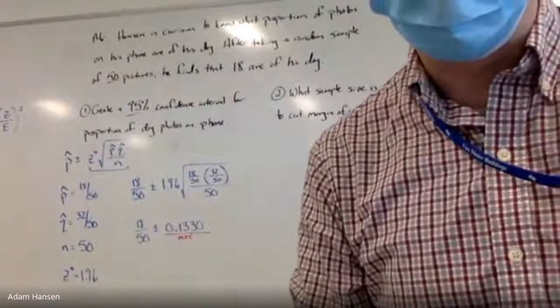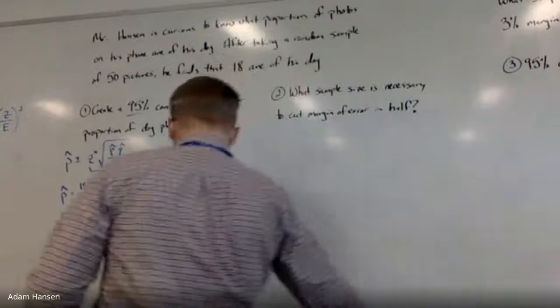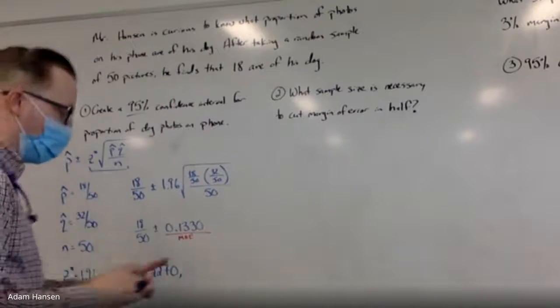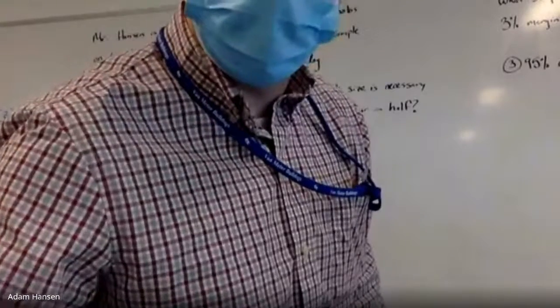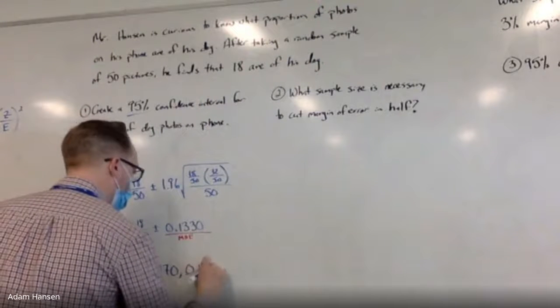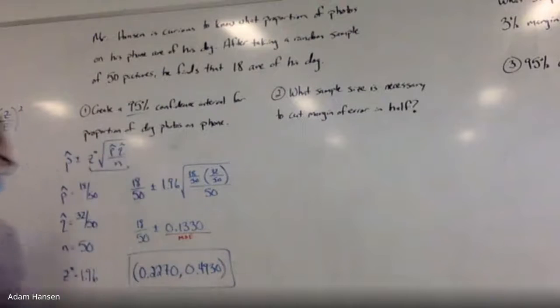So 0.2270. We'll add on the margin of error. Change the minus to a plus for the right endpoint of the interval. That's 0.493. We are 95% certain that the actual proportion of all the photos on my phone that are of my dog is between 22.7% and 49.3%. Questions so far? Review on confidence interval.